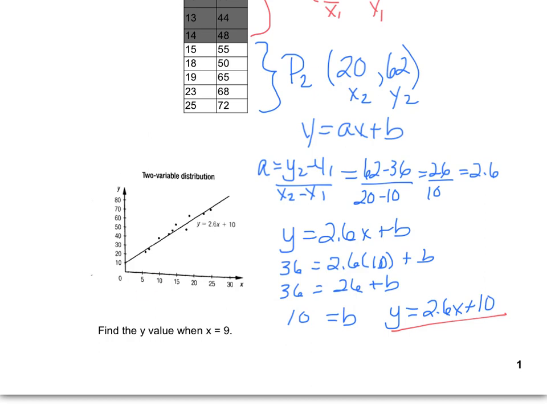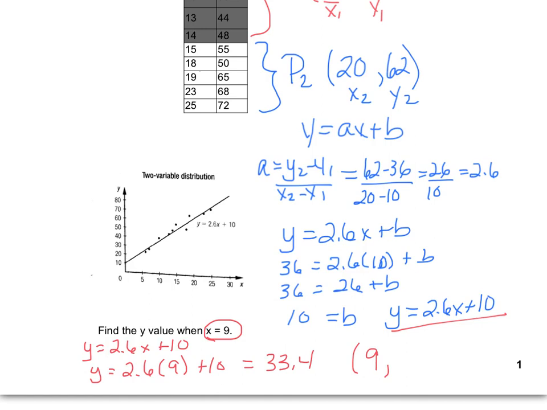So we can try to read it off the graph when x is 9, but the scale isn't appropriate. We're not going to be able to get a good answer. So we're going to use our regression line. So this was the equation we had for the regression line. And I'm going to replace the x with 9 and solve for y. So 2.6 times 9 plus 10. And we do that calculation, we get 33.4. So when x is equal to 9, the y value is 33.4.